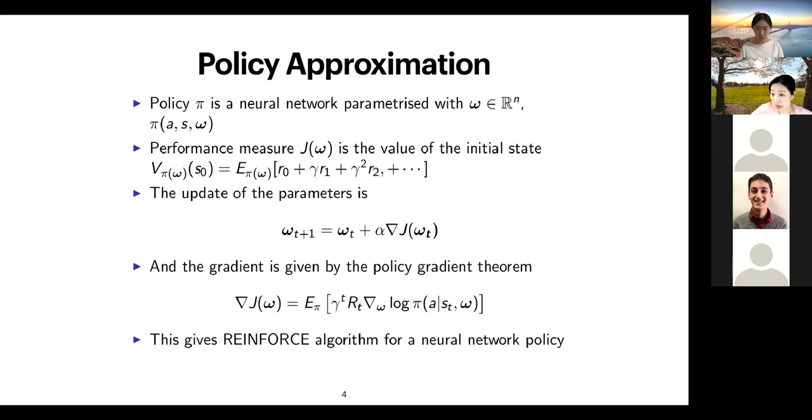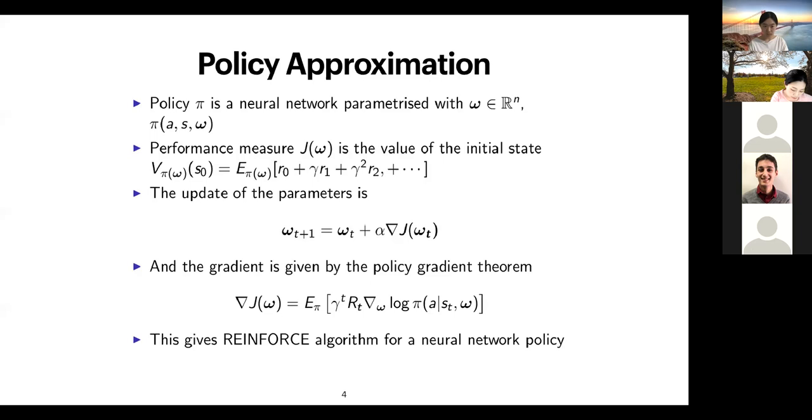Okay. So now, in order to do the update, like we said, policy gradient, you're just taking the gradient with respect to the policy parameter. Therefore, you can update the parameter, and this is the update rule, right? I don't know if you can see my screen here. Okay. And the gradient, as we said before, is given by the policy gradient theorem.